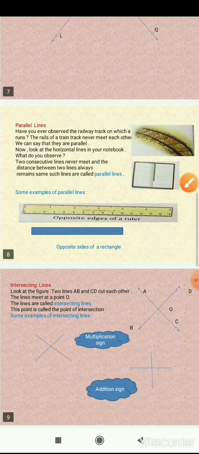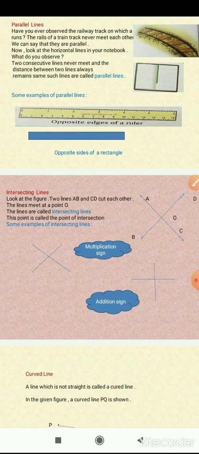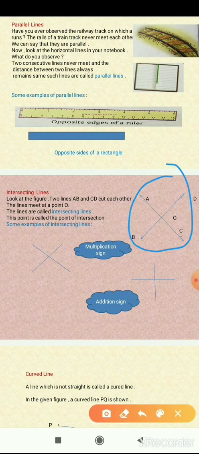Now, the next type is the intersecting line. These are some types of straight lines. Look at the figure. If you observe this figure, you will understand that here two lines, AC and BD, cut each other.